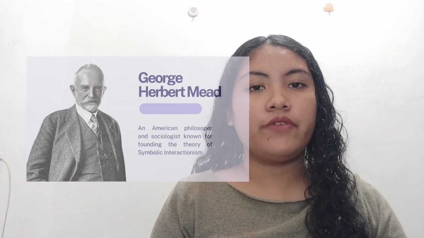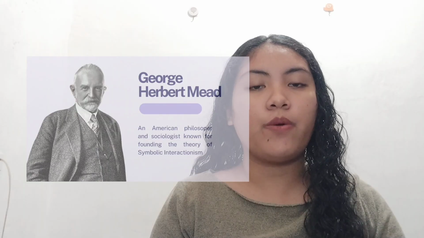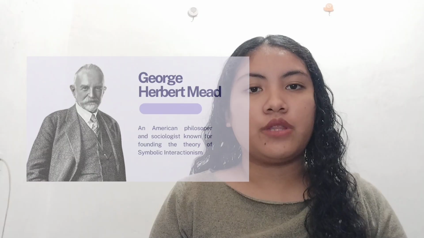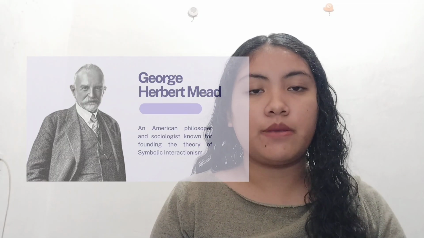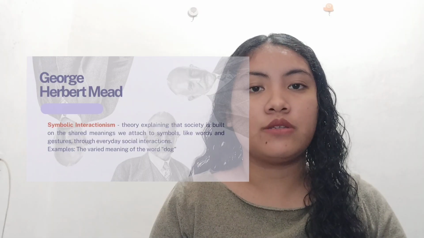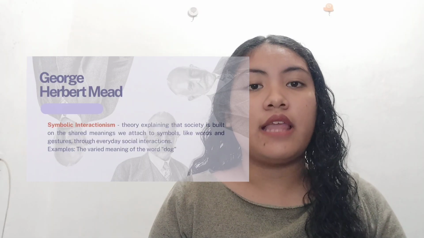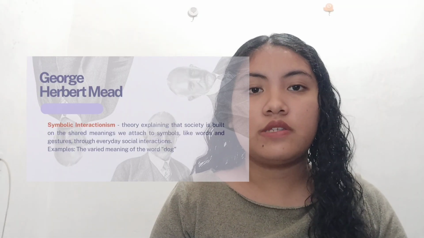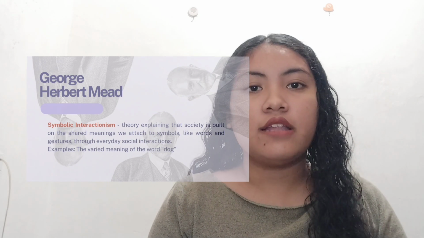Now, let's move on to discussing one of the figures in philosophy and sociology, a person known for his theory related to interaction. So George Herbert Mead was an American philosopher and sociologist born on February 27, 1863 and died on April 26, 1931. He was known for founding the theory of symbolic interactionism, which states that society is built upon the shared meanings we put on symbols. This includes the languages and gestures that we use to understand each other better. Thus, society is built upon communication and interaction.